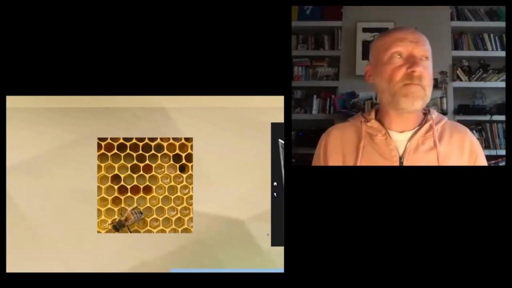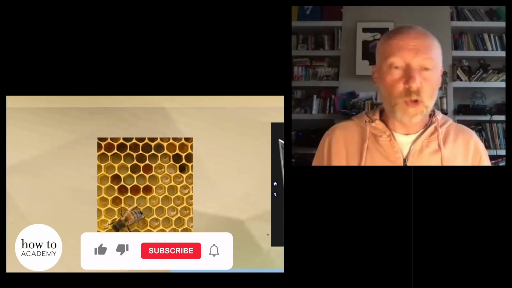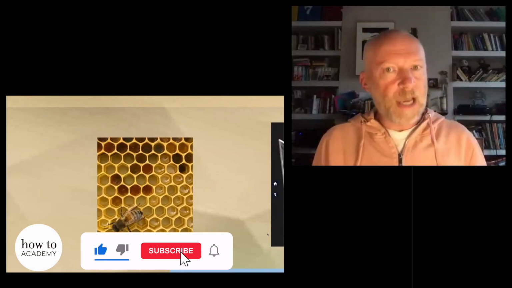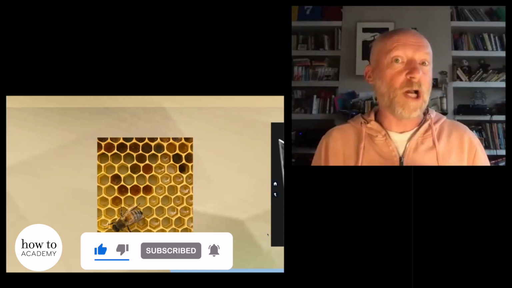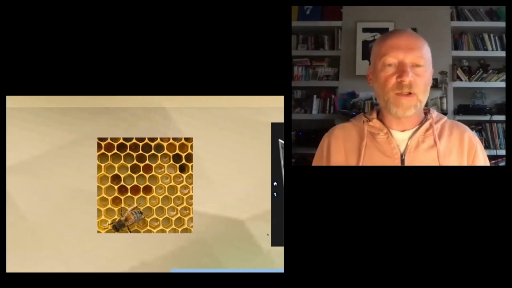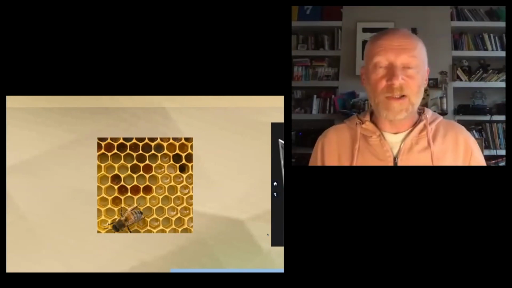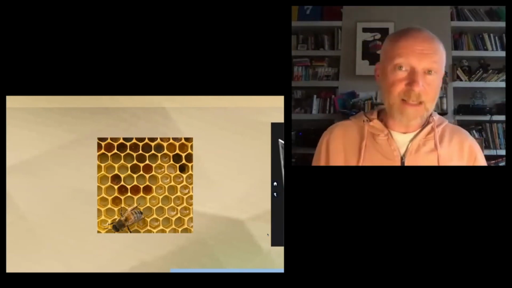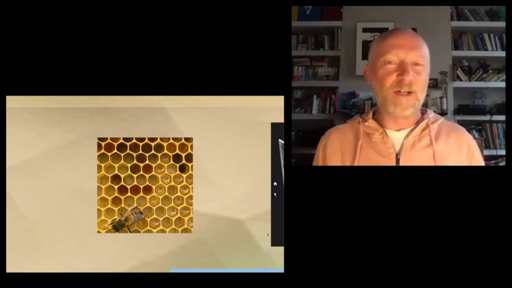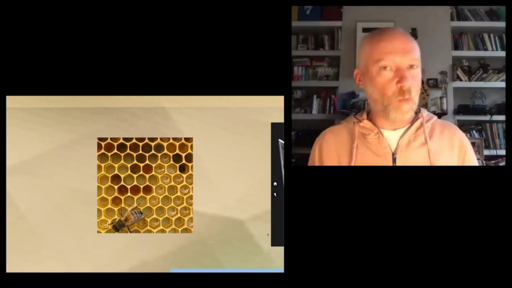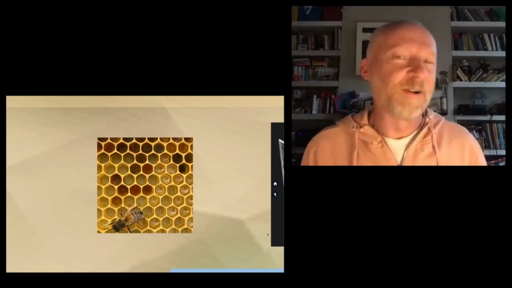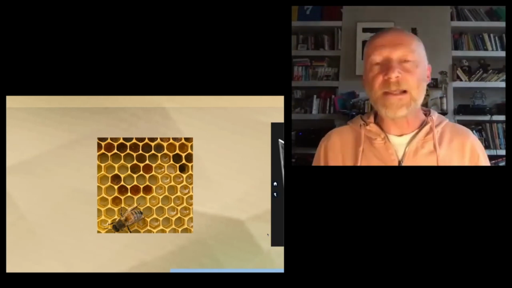Now, why didn't it make squares or triangles? Well, it turns out that this is really the shortcut of using the smallest amount of wax to contain the largest amount of honey. So it turns out that the hexagon nature has discovered is the shortcut to using as little wax, which actually is very expensive for a bee, in order to create that honeycomb.